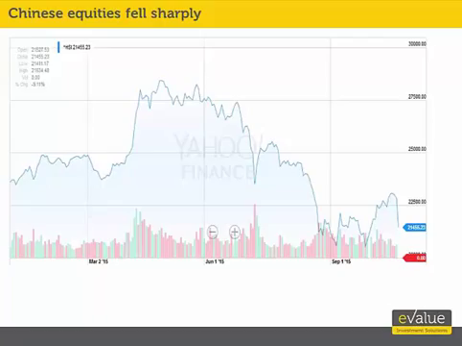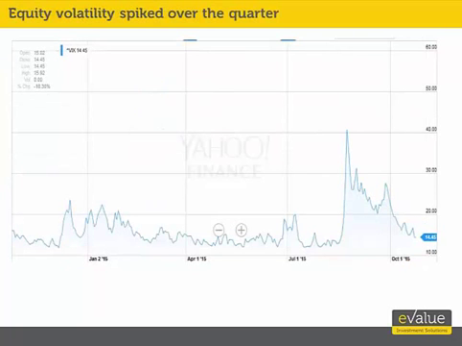The VIX, which tracks the equity volatility of the S&P 500, spiked over this period as global equity markets reacted with uncertainty to the news from China. But this is an ex-post indicator, so unfortunately anyone using this as a trading signal would be reacting after a big part of the market movement had already occurred.